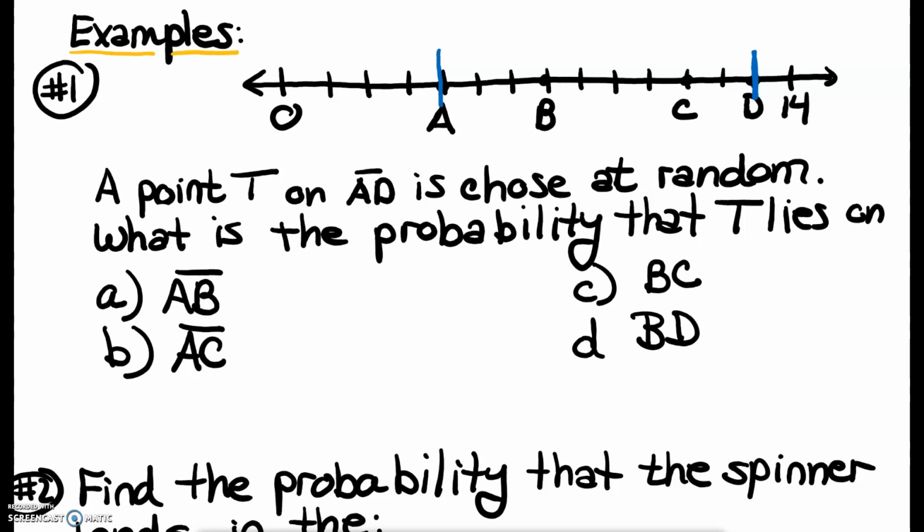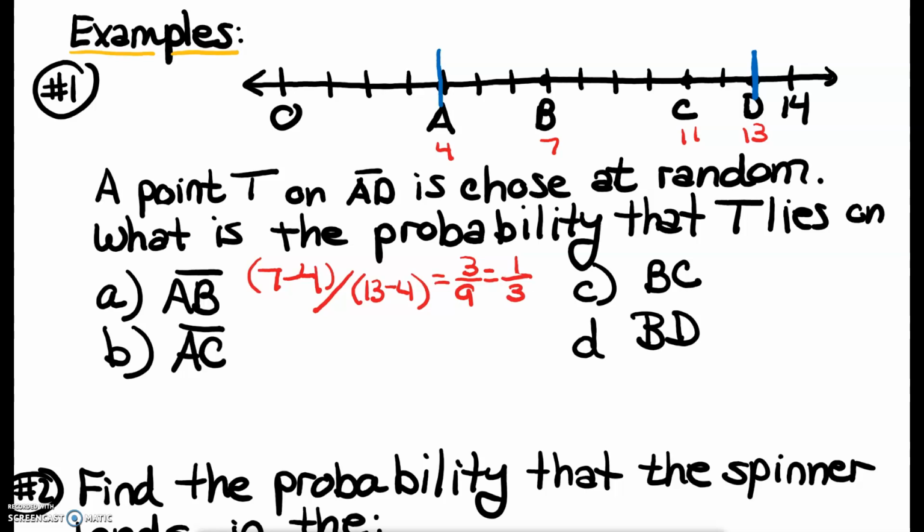Well, I think first we have to find the length of the total segment. So let's put numbers on A, B, C, and D. Well, this is 0, 1, 2, 3, 4. A is at 4, 5, 6, 7. B is at 7, 8, 9, 10, 11. C is at 11, and D is at 13. So we're going to find the length of AB, and we do that by subtracting 7 minus 4, and then dividing it by the entire length of AD. The length of AD is 13 minus 4. So we end up with 3 over 9, or 1/3. So the probability is 1/3.